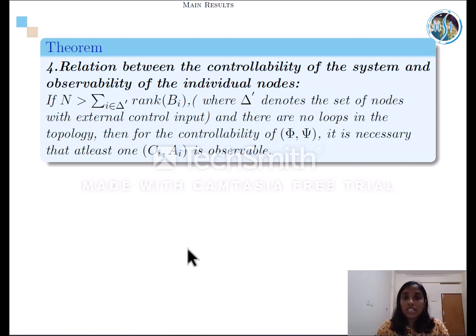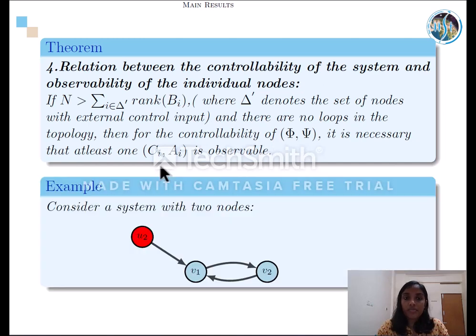The last result is a relation between controllability of the system and observability of individual nodes. If the number of nodes is greater than the summation of rank B_i, where i ranges over all those nodes with external control input, and a further condition is added that there are no loops in the topology, then for the network controllability, it is necessary that at least one of the nodes is observable.